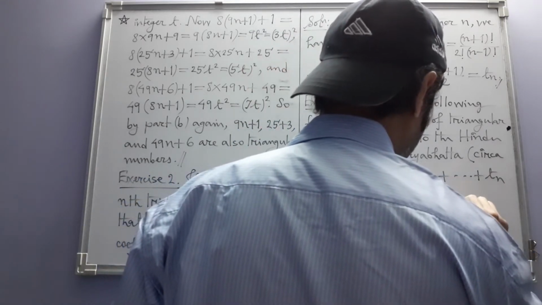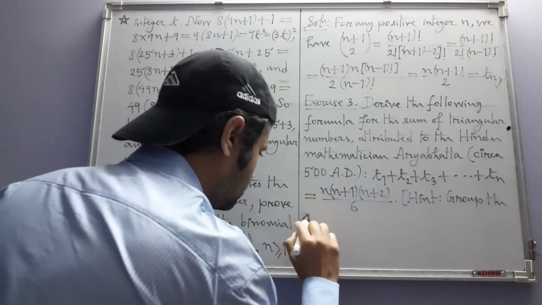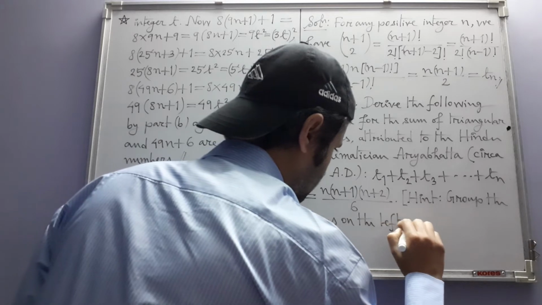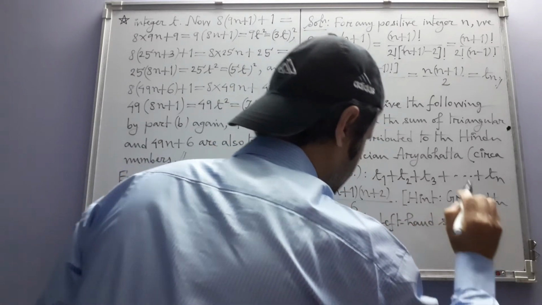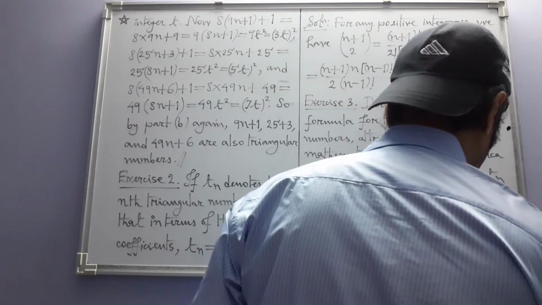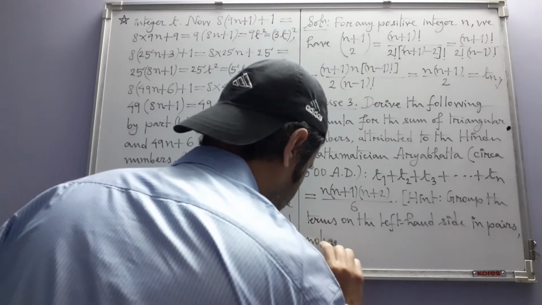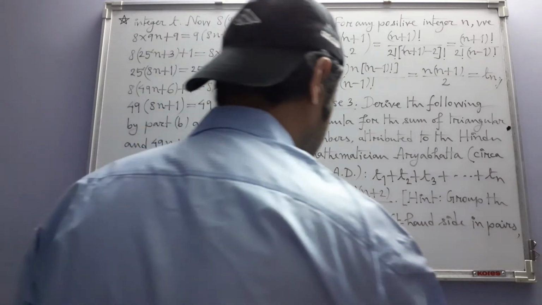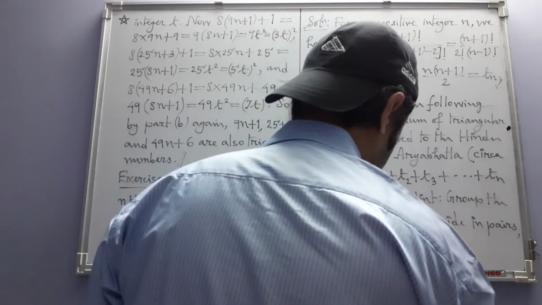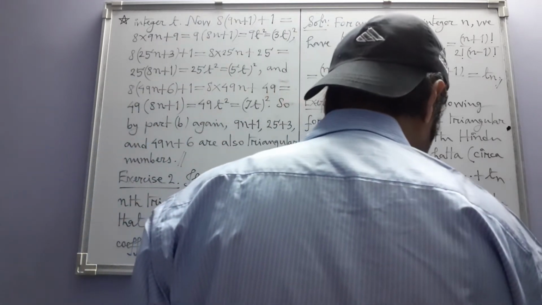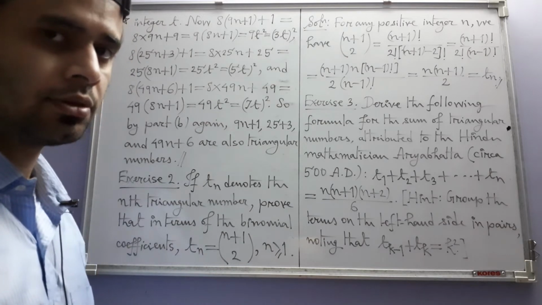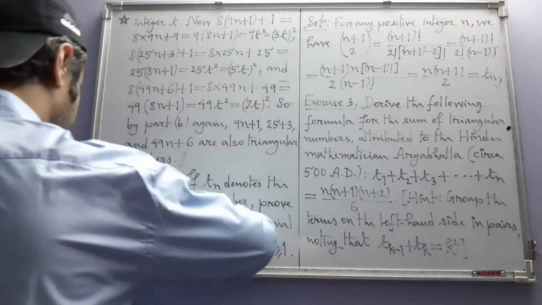Group the terms on the left hand side in pairs, noting that T(k minus 1) plus Tk equals k square, which we have already seen in exercise 1, namely in that part where we showed that the sum of two consecutive triangular numbers is a perfect square. Anyway, we use induction.